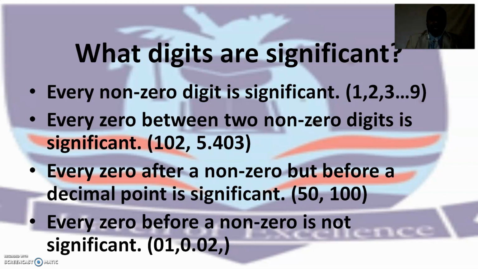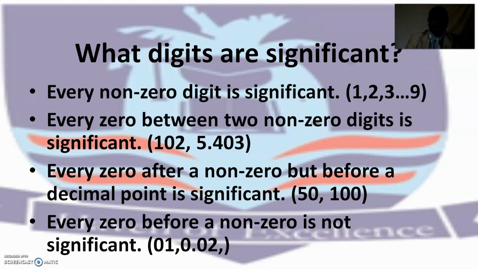Every 0 after a non-zero but before the decimal point is significant. So when you have a number such as 50 or 100, the zeros that make up those numbers are significant and should be counted. Now we come to the ones that are not significant. Every 0 before a non-zero is not significant. So when you have a number such as 01, the 0 in front of 1 is not significant because that number is 1 and it will remain 1 without that 0.